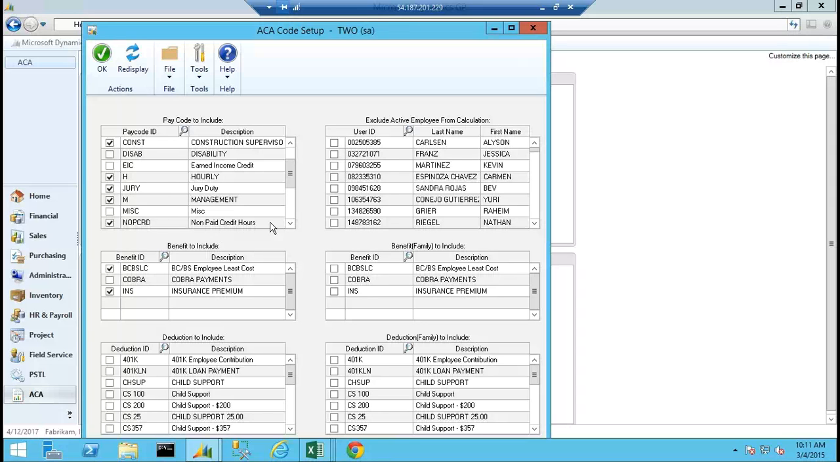The third one is military duty. If you have somebody who's on military duty, you credit them their hours, even though you're not paying them. Those are mandatory in the law.